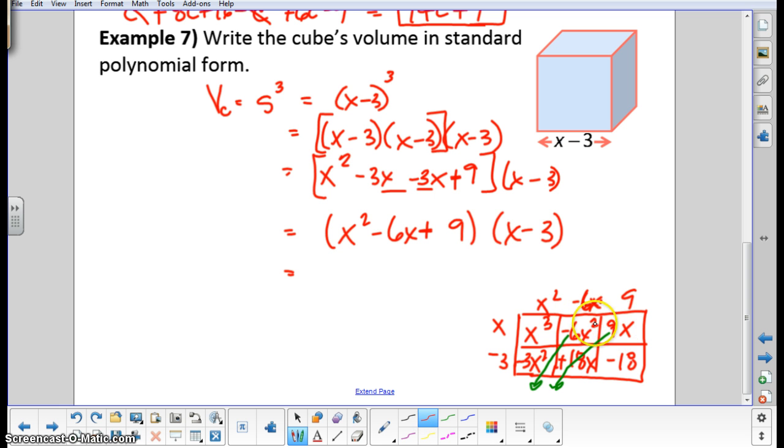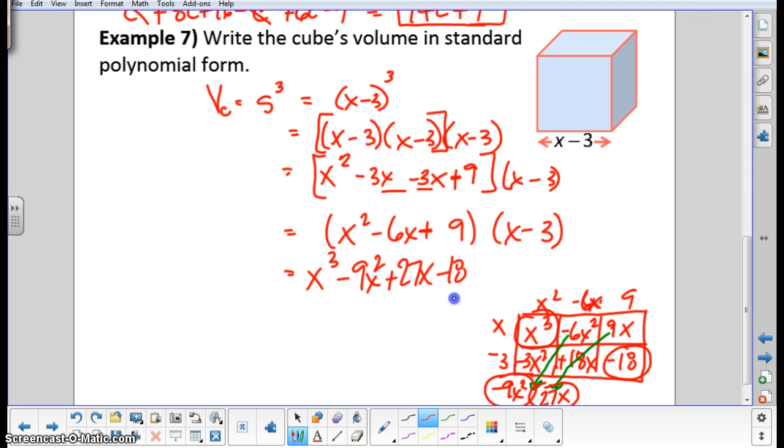So negative 6x squared minus 3x squared is a negative 9x squared. 9x plus 18x is 27x. So my polynomial is that one, plus that one, plus that one, plus that one. So we have x cubed minus 9x squared plus 27x minus 18. And that's our answer.